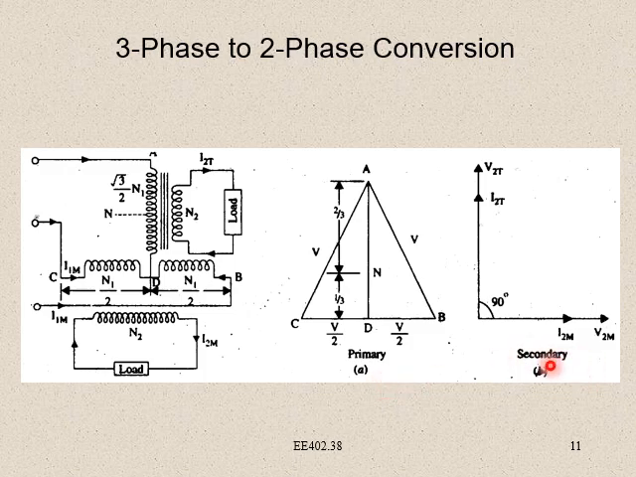Whereas coming to the secondary, this voltage V2T, teaser transformer voltage and the teaser transformer current are in phase, and the main transformer voltage and the main transformer current are in phase, and again both these are with a phase difference of 90 degrees, and both these are connected in a phase difference of 90 degrees electrical.